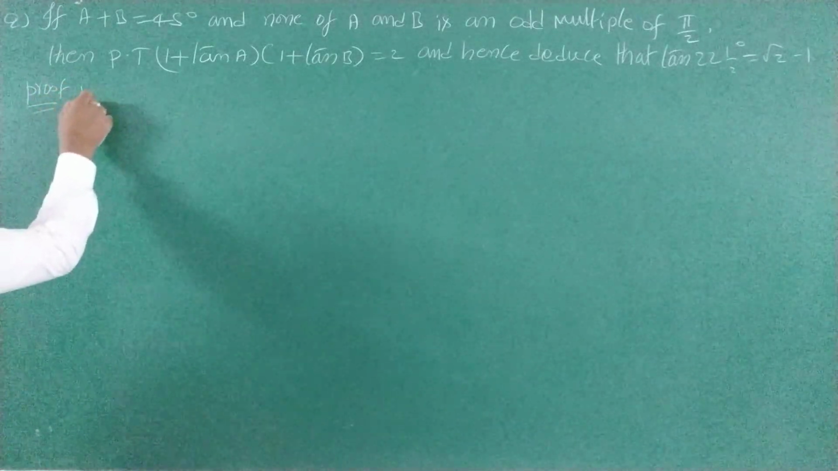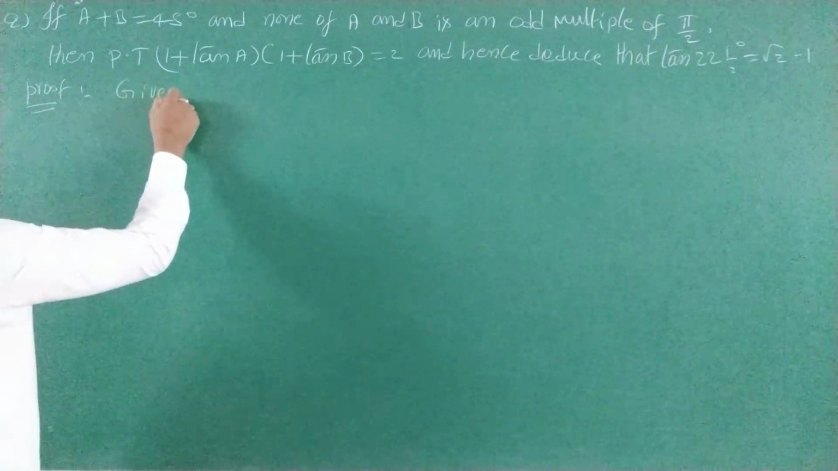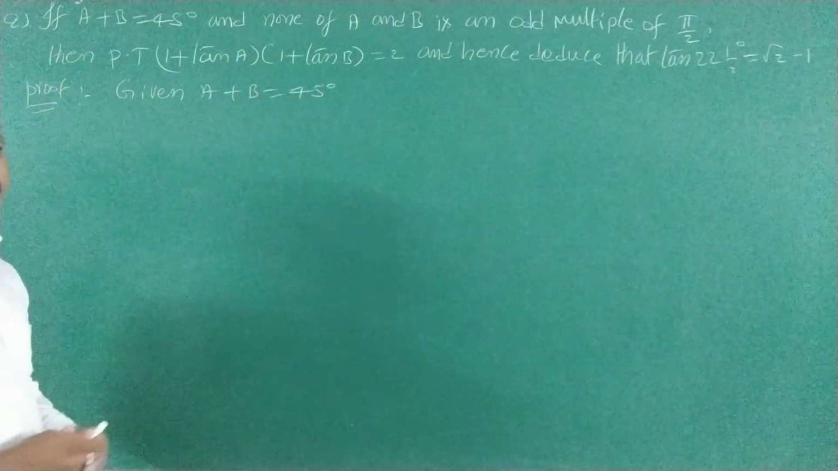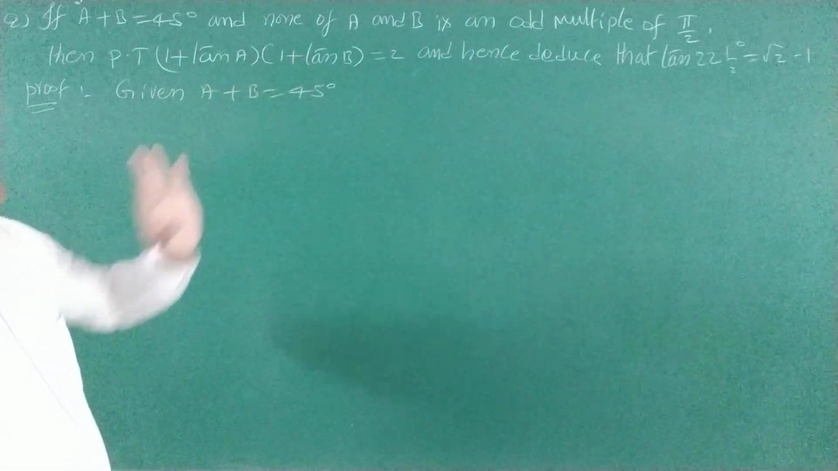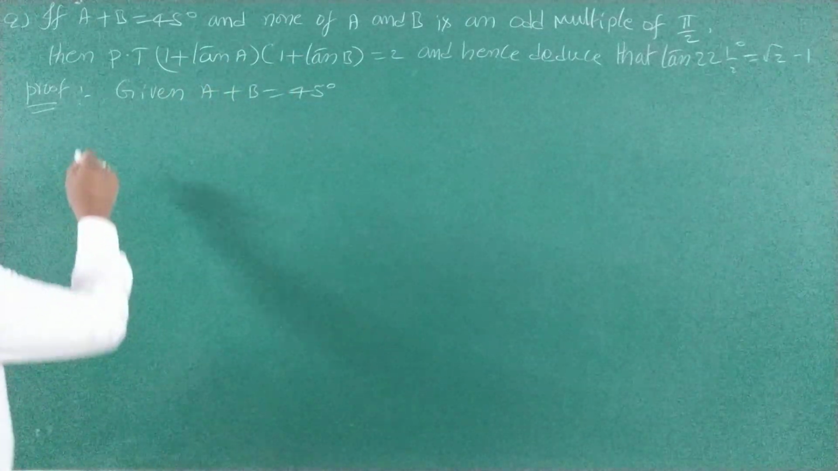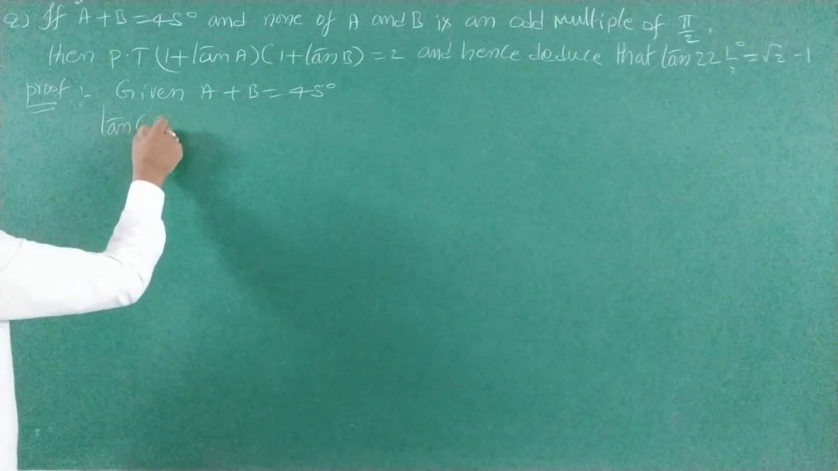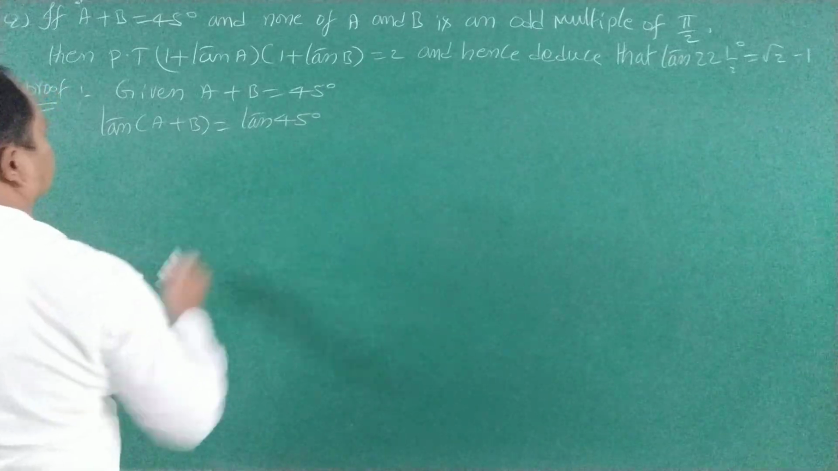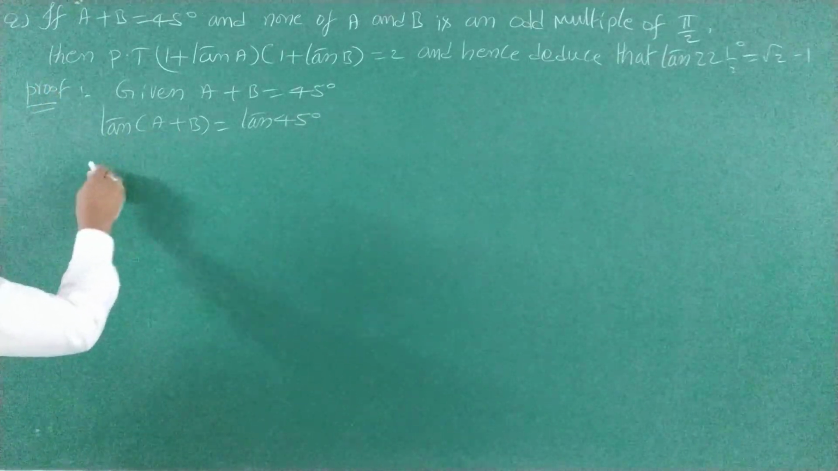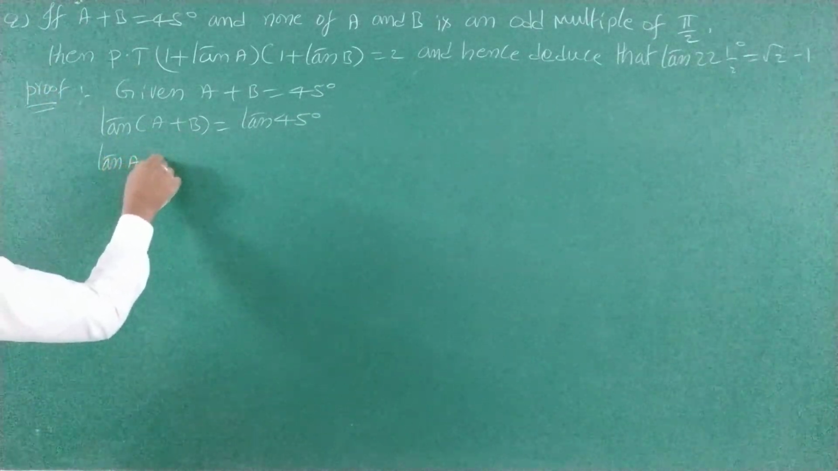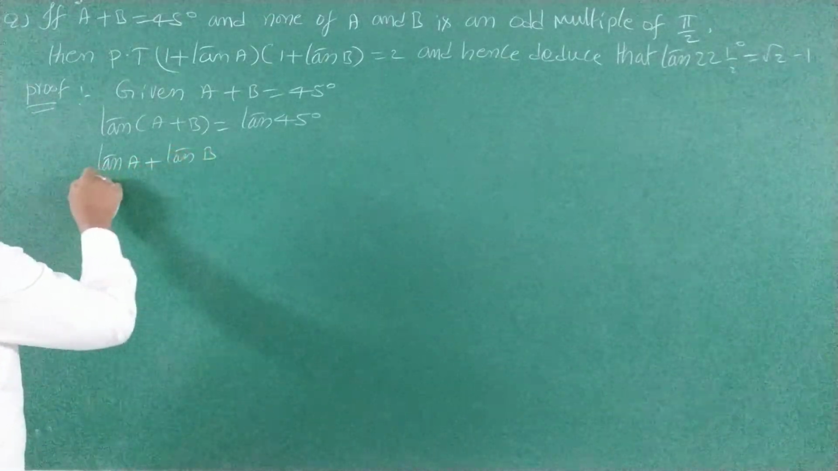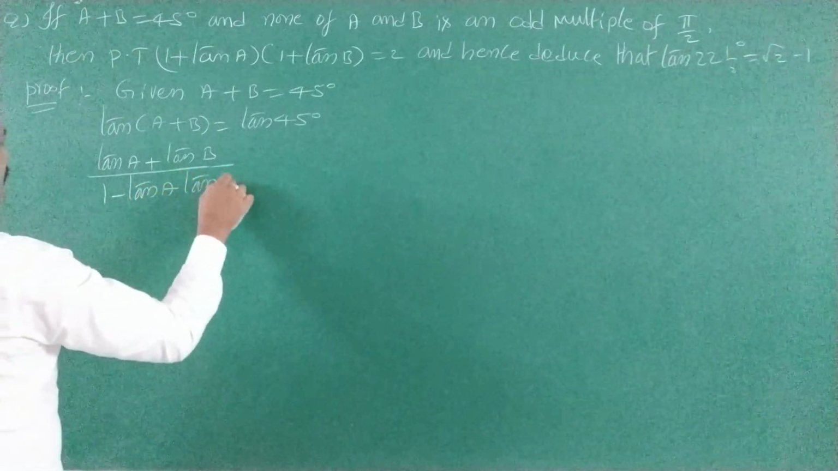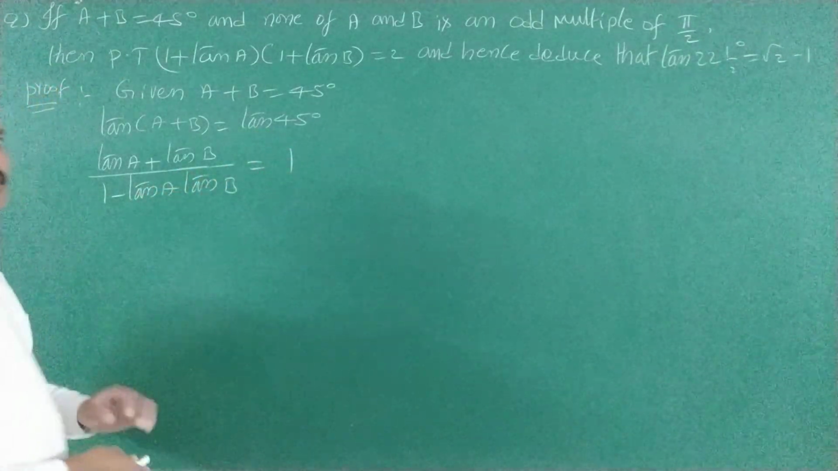Now prove for this. Given a plus b is equal to 45 degrees. So required result in terms of tan. That's why apply tan on both sides. Now tan a plus b is equal to tan 45 degrees. So this is the tan expansion. Tan a plus tan b by 1 minus tan a into tan b is equal to tan 45 is 1.